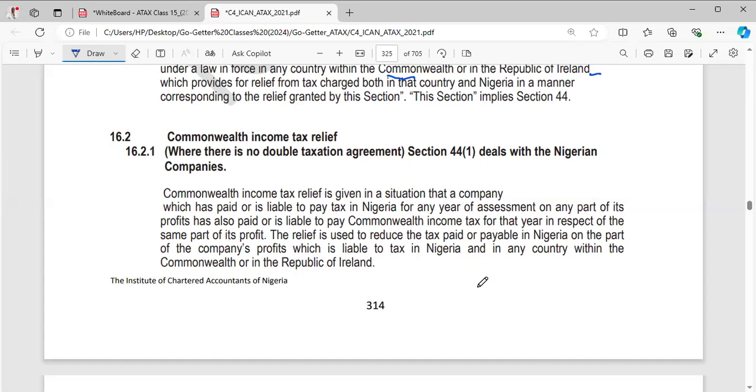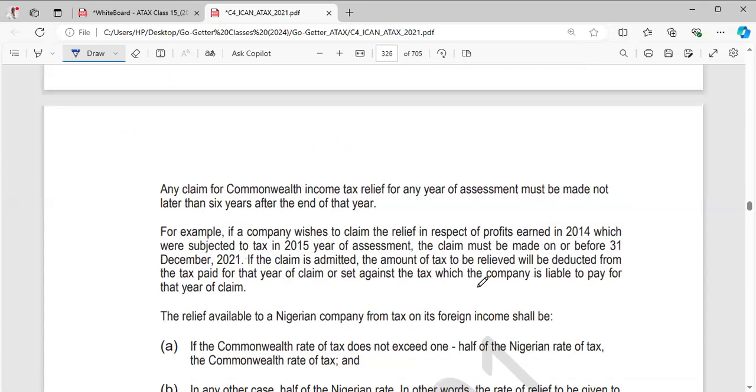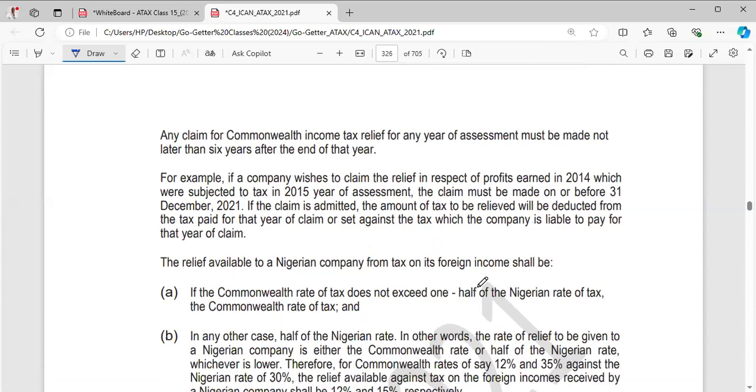So we are saying that for this to be effective, any claim for Commonwealth income tax relief must not be made later than 6 years. So it means that you have between the first year till the sixth year to make that claim. After that 6 years, that claim is null and void.